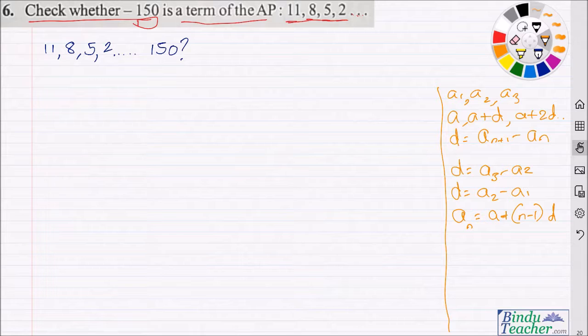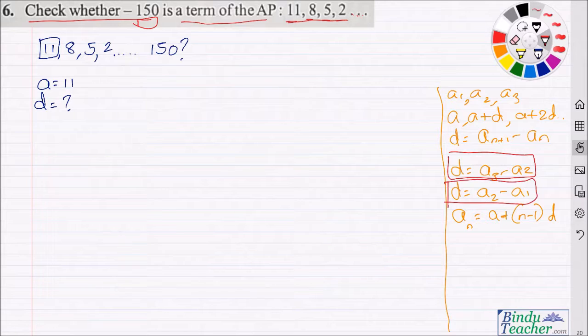Okay, now let's use all these formulas to see if we can answer this question. First we will write down what we know. So we have A equals 11, as you can see here. D equals, we do not know, right? So let's calculate D. To calculate D, we have the formula right here. In fact, there is one more formula that also can be used to calculate D. So let's use one of the formulas.